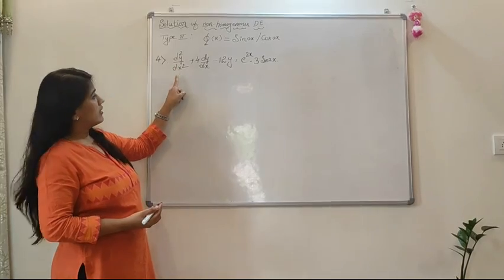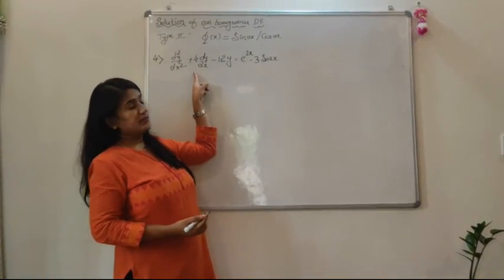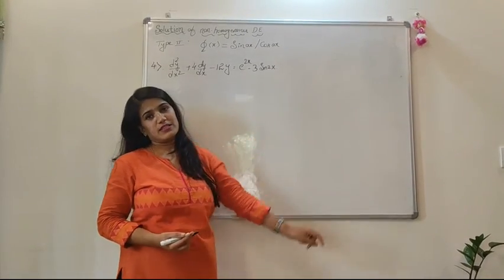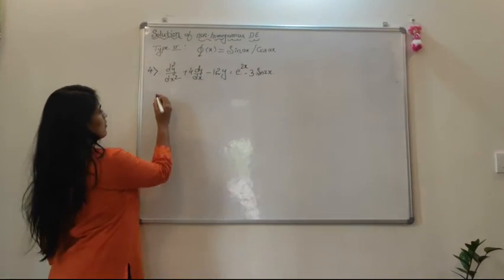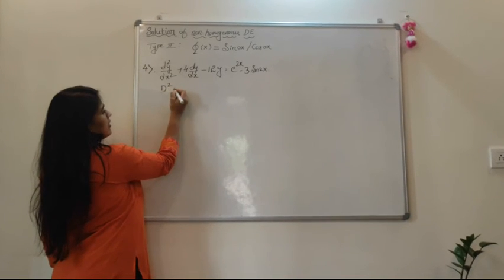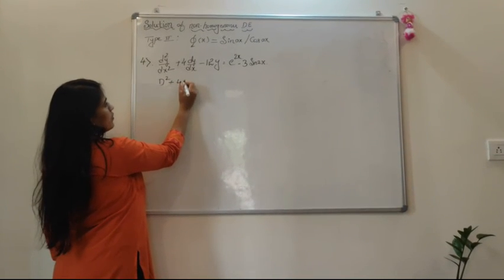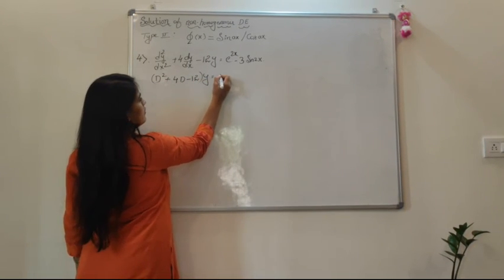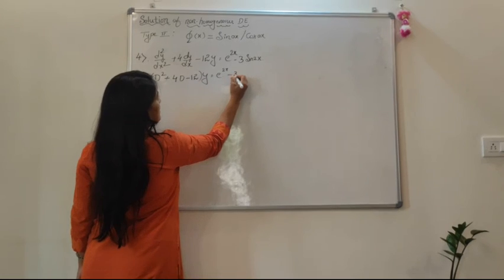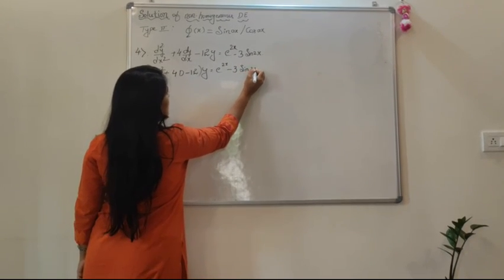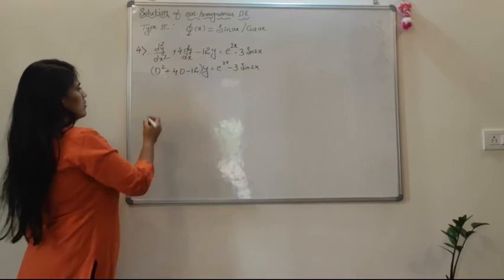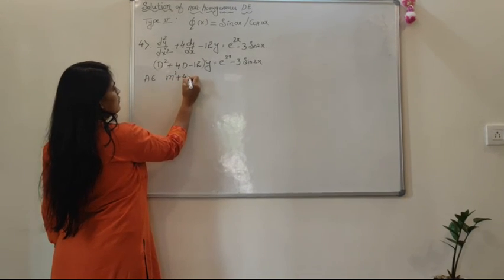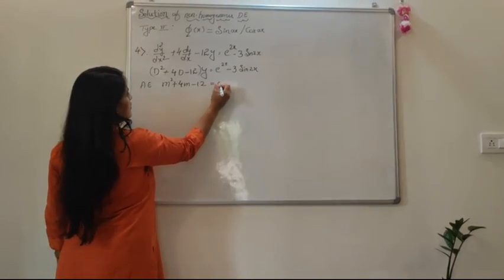Okay students, next we move on to the problem. Fourth one: d square y by dx square plus 4 dy by dx minus 12y is equal to e power 2x minus 3 sin 2x. So what is the equation? I'll write it as d square plus 4d minus 12 of y is equal to e power 2x minus 3 into sin 2x.